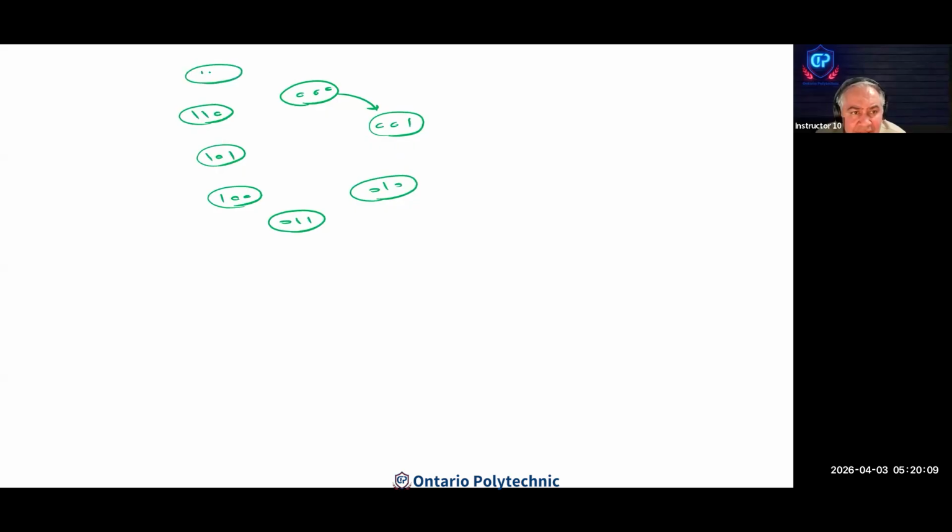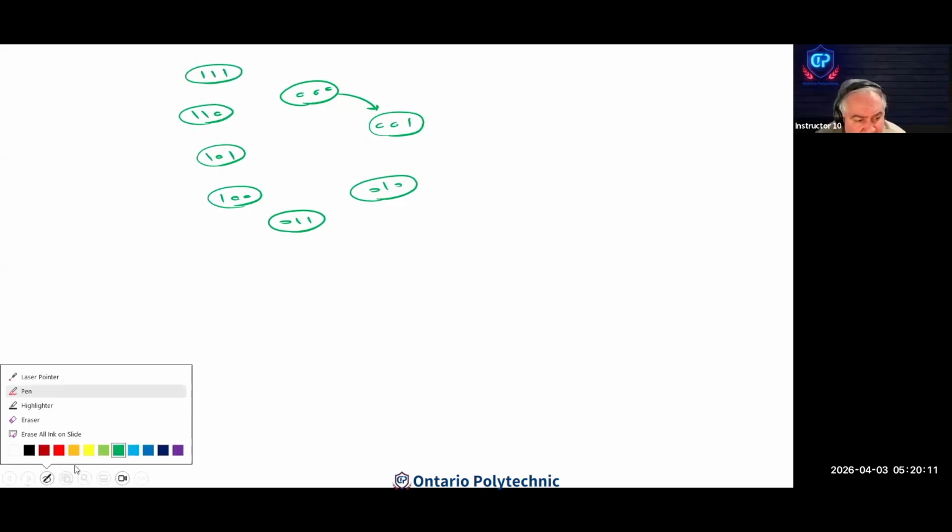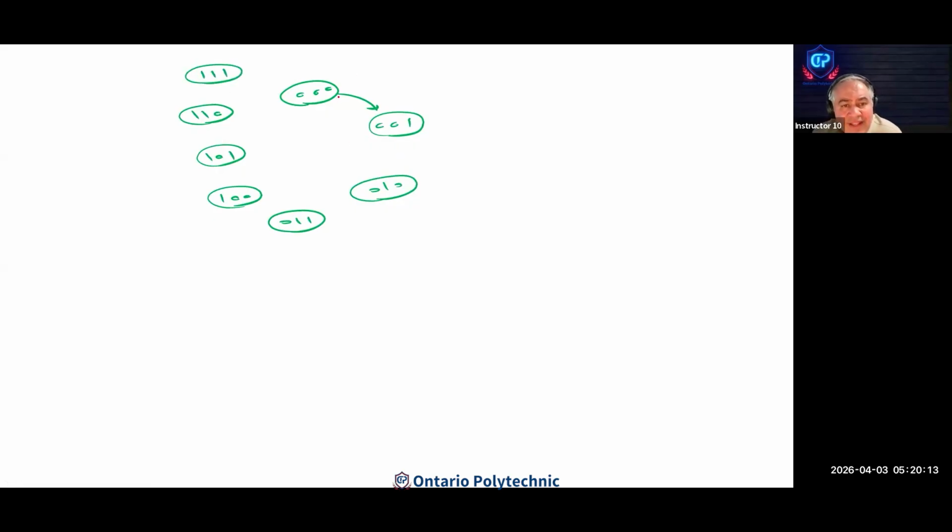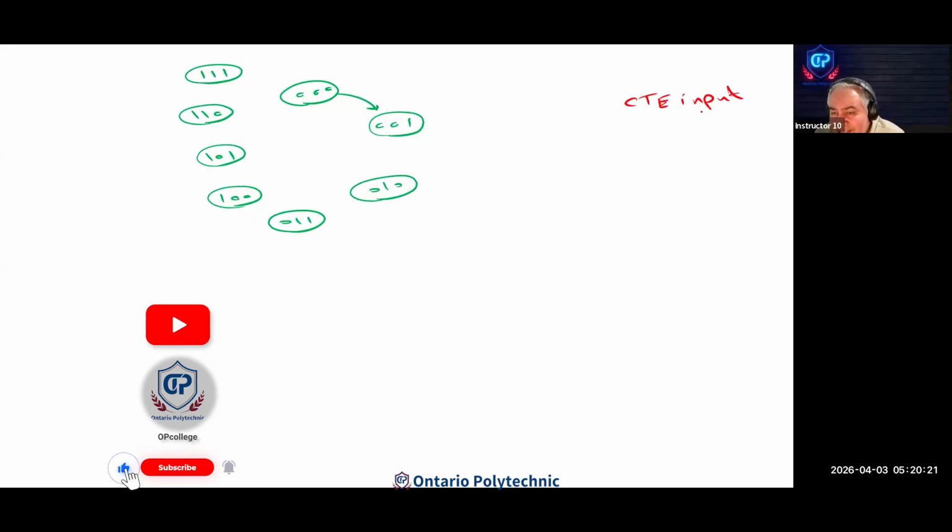It's here, 0, 0, 1. That is different. Here it is 0, 0, 1, and after that number 2, after that number 3, number 4, number 5, number 6, and after that 1, 1, 1, 1. Okay? Here, if it is 0, we have the input. CTE is input. Do you agree with me? And the CTE input, for example, we show as X.